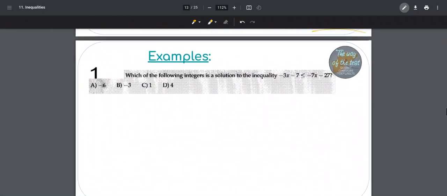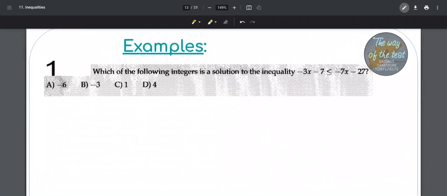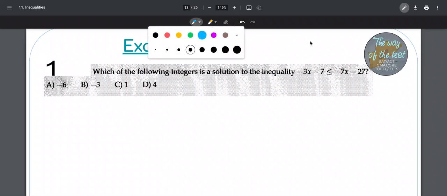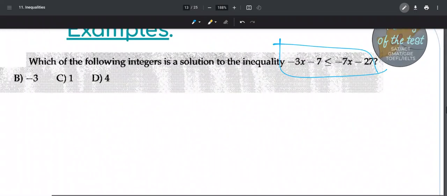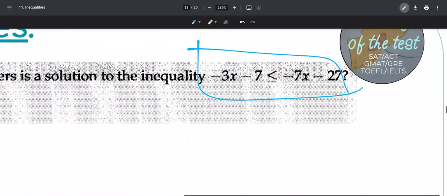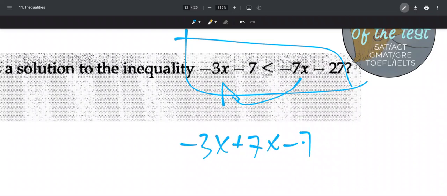Okay, here's the first example of an inequality. I want you to pause the video, solve this, write down the answer, and we're going to check. Okay, so here, which of the following integers is a solution to this inequality? We're going to solve this inequality, right? This is about x, so we're going to find the x, and I want to move x to the side which is going to give me a positive result. So I'm going to move the negative 7x to the left. So I have negative 3x plus 7x minus 7 is less than or equal to negative 27.